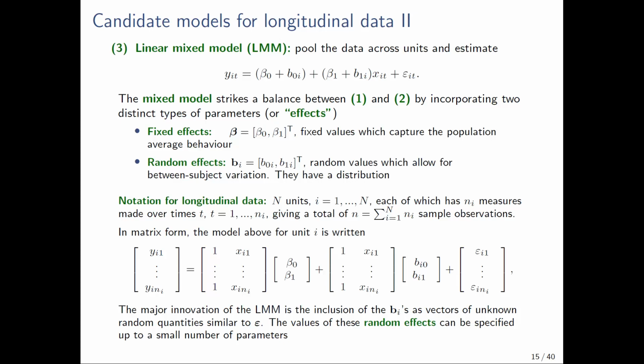So the major innovation of the linear mixed model then is the inclusion of these b_i as a vector of unknown random quantities, similar in character to an error term actually, but whose value can be specified up to a relatively small number of parameters. That's the point.